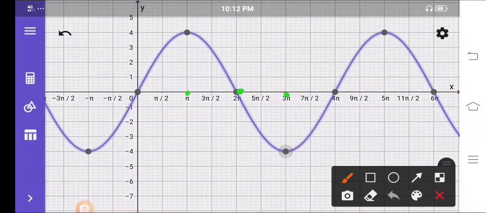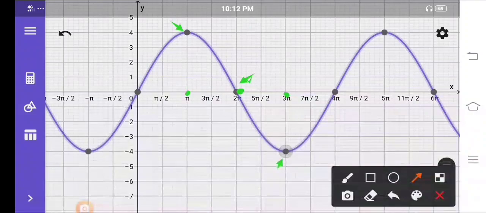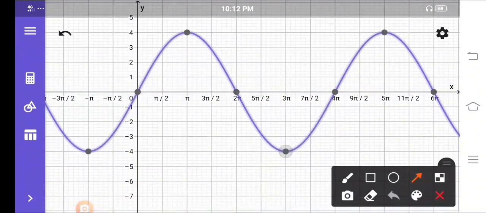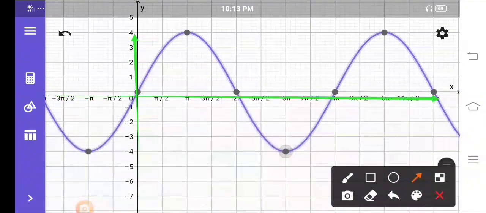So the key points are pi and 4, 2 pi and 0, 3 pi and negative 4, and 4 pi and 0. How about the range? The range is from negative 4 to positive 4. The domain is from negative infinity to positive infinity.